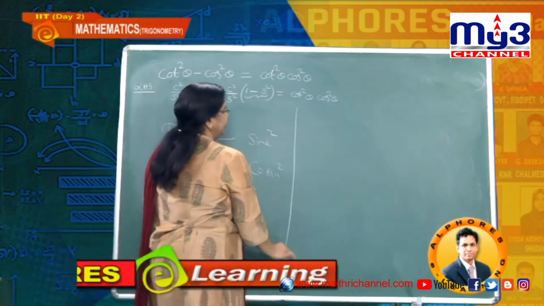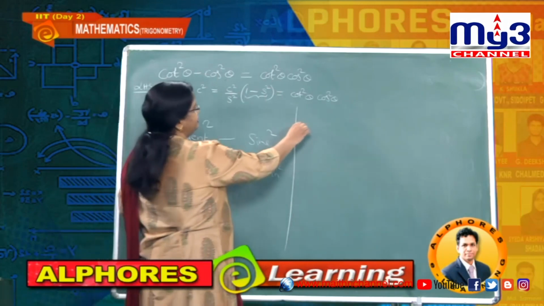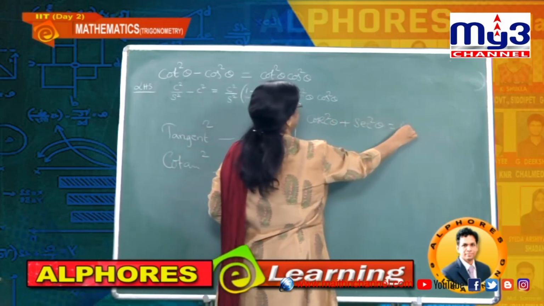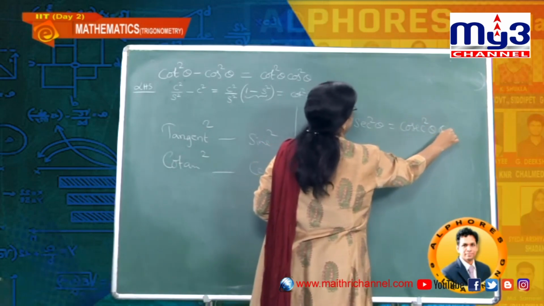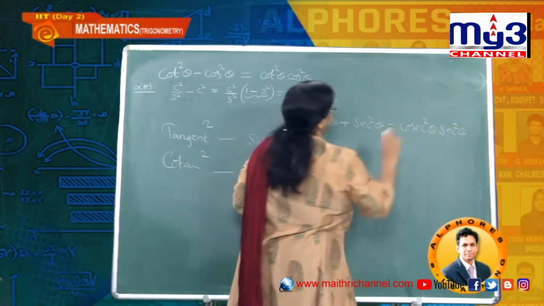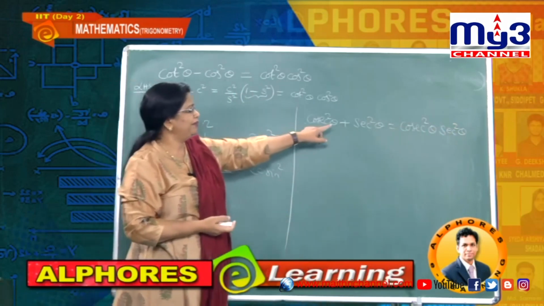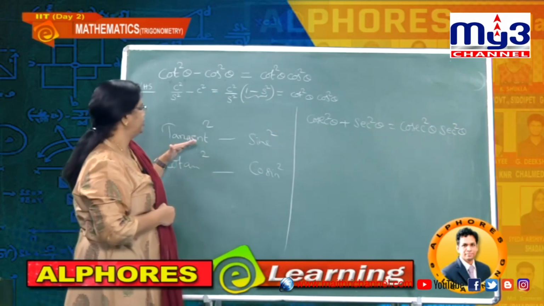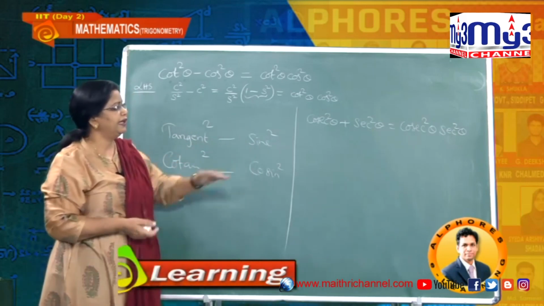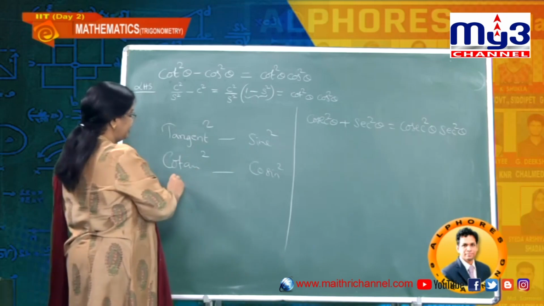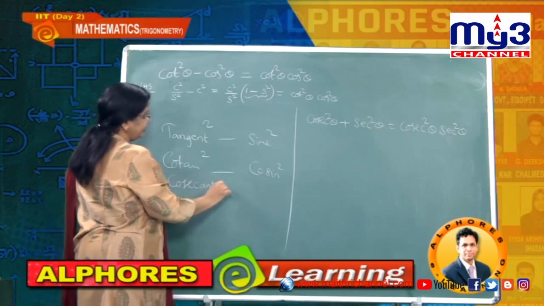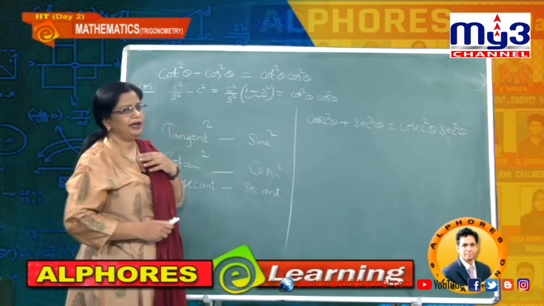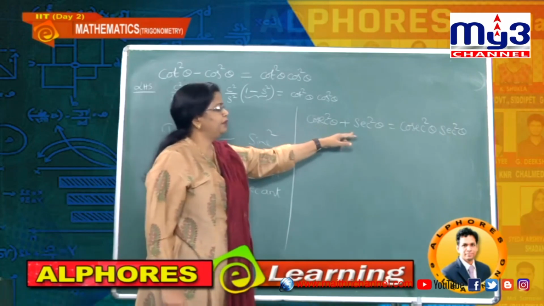In the same way there is another identity: cosecant square theta plus secant square theta equals the product, that is cosecant square theta into secant square theta. Observe that in the two previous formulae there is a minus symbol in the middle, whereas now you have a plus symbol. Those two were tangent-sine and cotangent-cosine. Now these are cosecant and secant. So remember it like this.